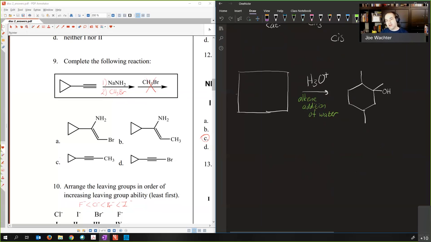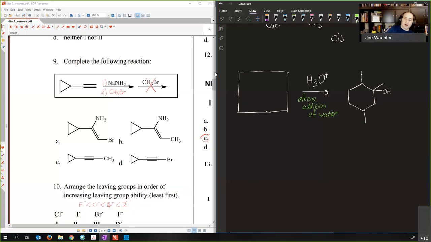And so you can do that. Maybe you know that, maybe you don't. For this exam, if you don't, you can look it up and just say, okay, what kinds of things make alcohols? Or OHs. Oh, alkene additions is really all we've seen so far. Also substitutions, I guess, but that's not really acid catalyzed. You need more like neutral water or NaOH or something to do substitution. So we're thinking we're going to end up with a double bond.